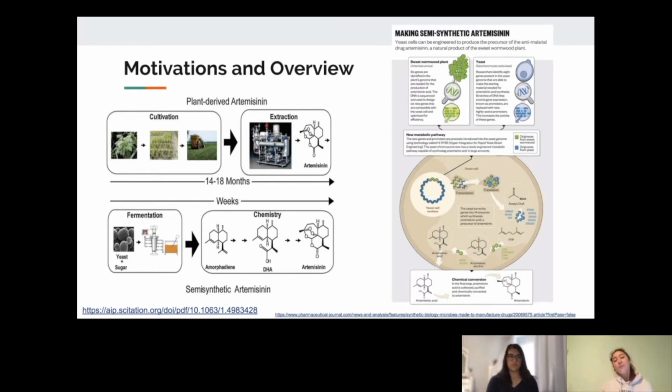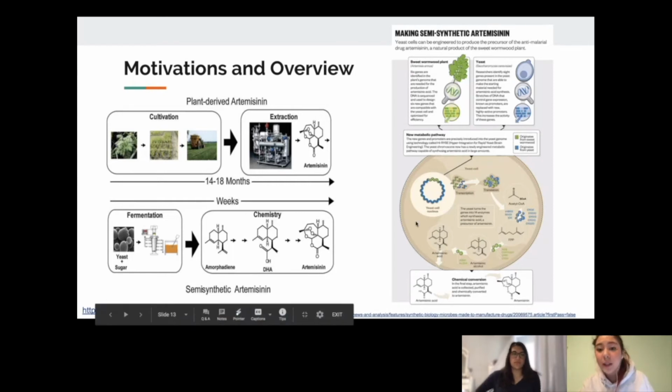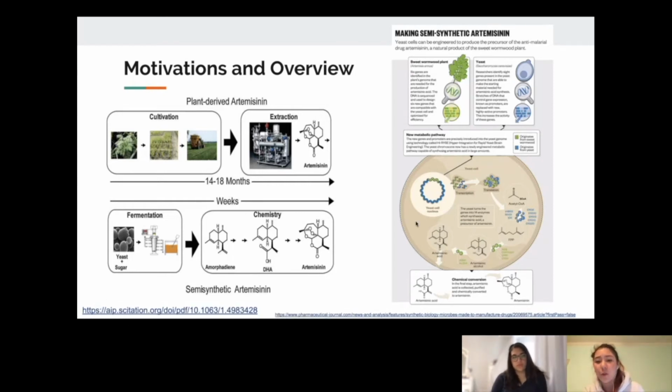We're going to go into this in more detail on the next slide, but for a brief overview, if you can direct your attention to the graphic on the right side, this provides a pretty good overview of what's happening. You can see first on top, they talk about Artemisia annua, which is the plant where artemisinin is naturally produced. There are 6 genes identified in the plant's genome that are needed for the production of artemisinic acid. The DNA was sequenced and used to design new genes that are compatible with the yeast cell and optimized for efficiency.